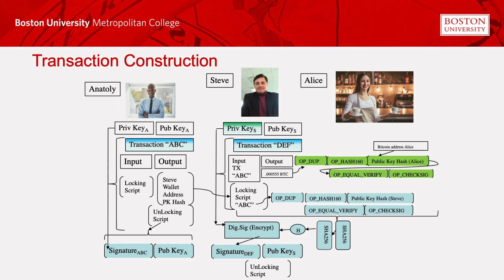What I'm doing is sending that signature and my public key from transaction ABC along to the network with the locking script that I have to satisfy to spend the Bitcoin. So right now I've signed a hash of this whole new document, and I'm sending that on to the network.